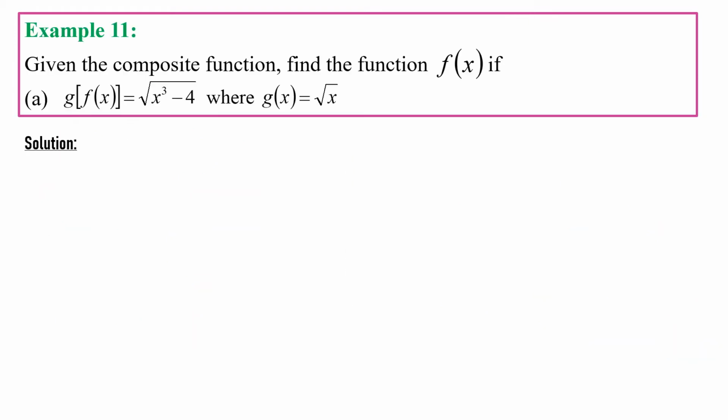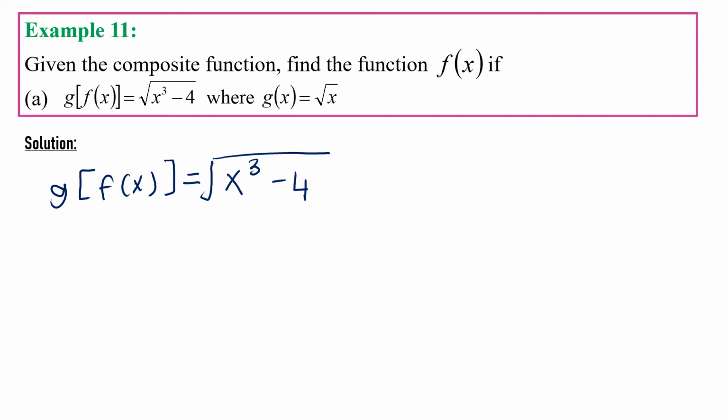For the next example, given the composite function, find the function f of x if g of f of x equals the square root of x cubed minus 4, where g of x equals the square root of x. So as usual, we just write down the information given. So g of f of x equals the square root of x cubed minus 4.